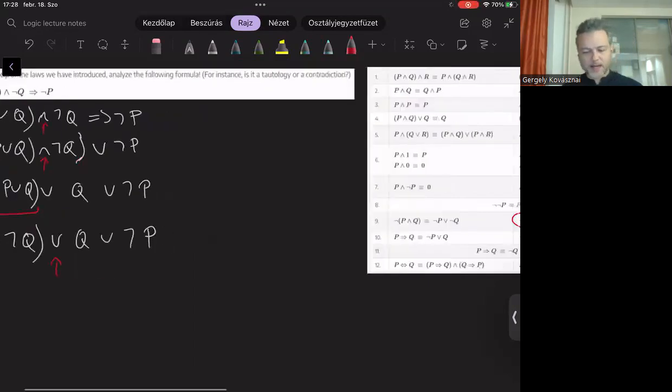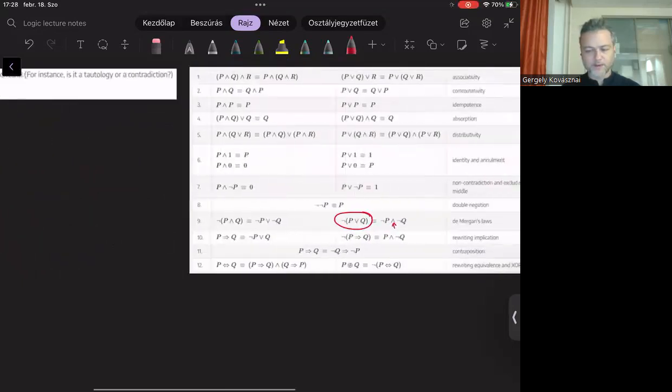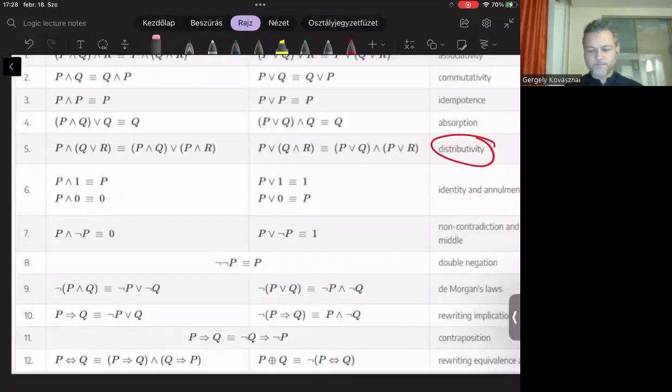Well, I want to show you a very important law, which is called the law of distributivity, which focuses on similar situations. You can see here that inside this parenthesis we have conjunction, and outside of the parenthesis we have disjunction. This is the situation we are facing. So what does this law do in this case?